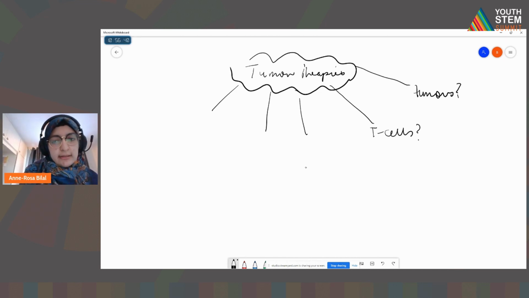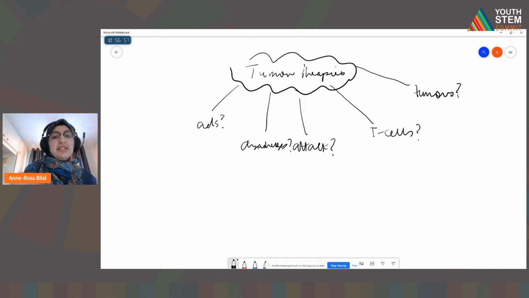How can the T cells try to attack tumors? So attack, how can that happen? Like genuinely, how does that work? And then could there be any disadvantages to that? Could there be any advantages? So I'm just jotting stuff down, and that's what you should be doing as well.